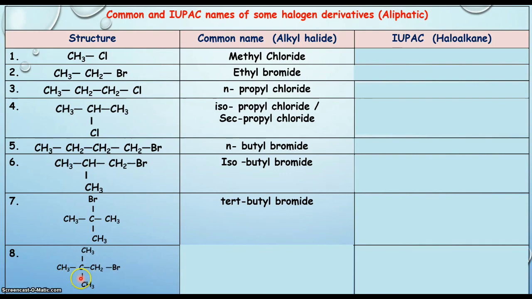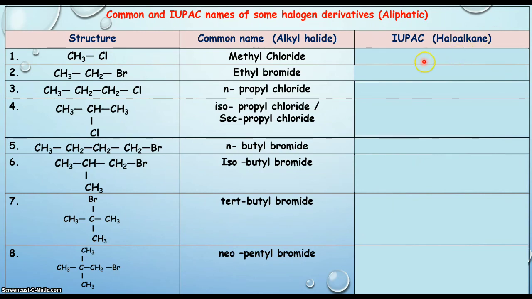Now in this example you can observe that two methyl groups are bonded to the next to end carbon atom of the continuous chain. So we are using prefix neo and the total number of carbon atoms is 5. That's why the common name of this structure is neopentyl bromide.